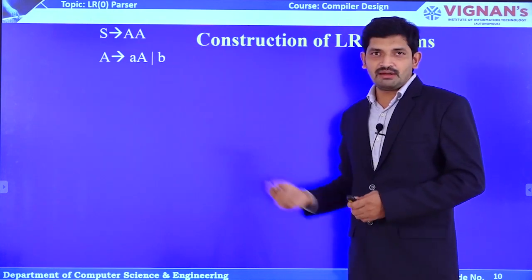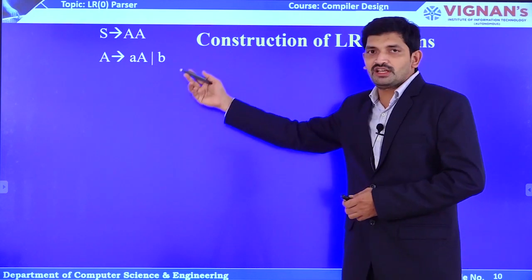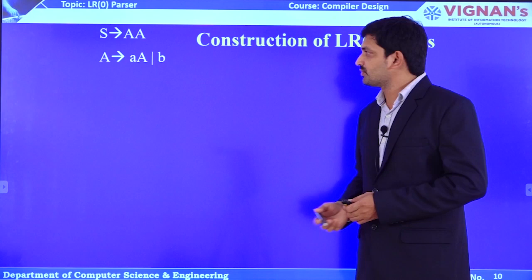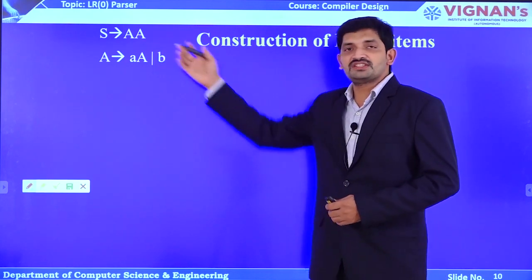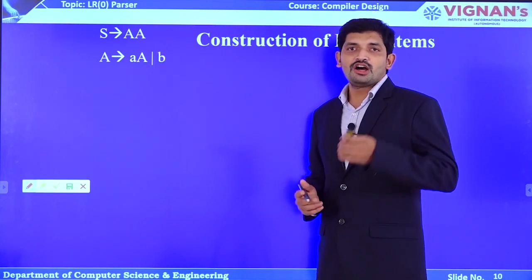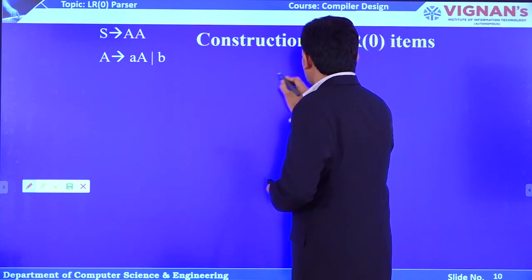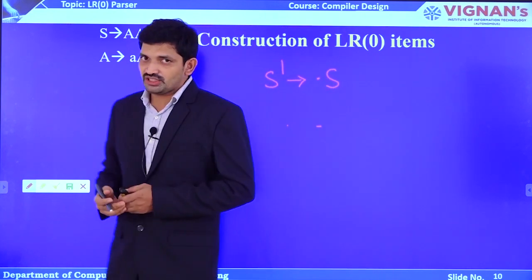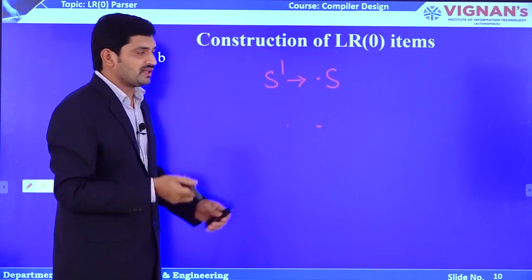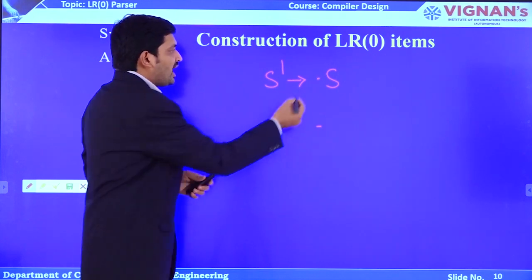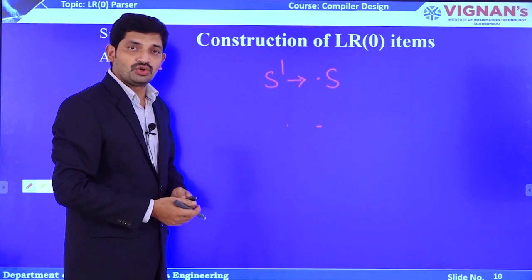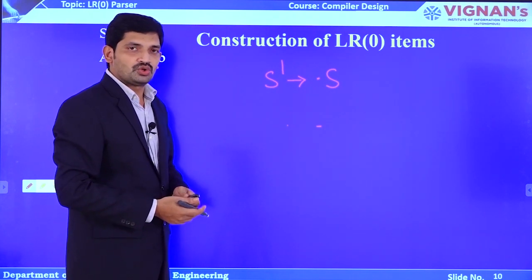This is the given grammar. For this given grammar, I have to construct the LR0 canonical item set. So how to construct it? For this given grammar, attach the augmented production as S' tends to dot S. Now we have to think about the closure operation, because after this dot capital S is there, which is a non-terminal, so we have to perform the closure operation.